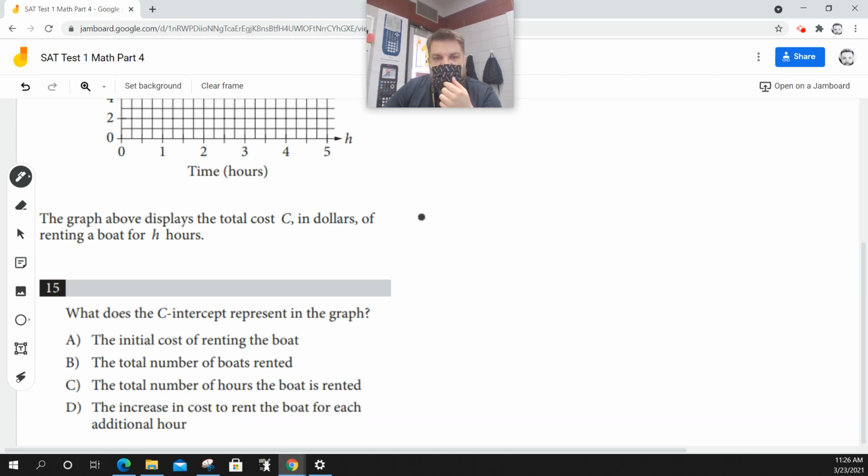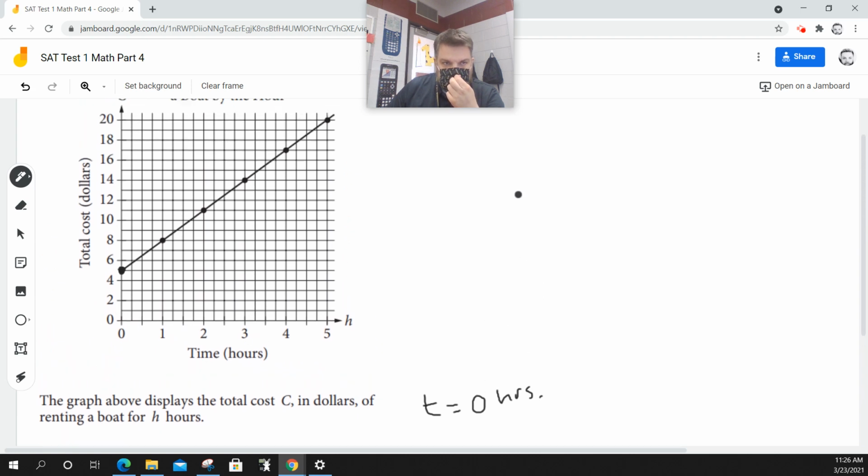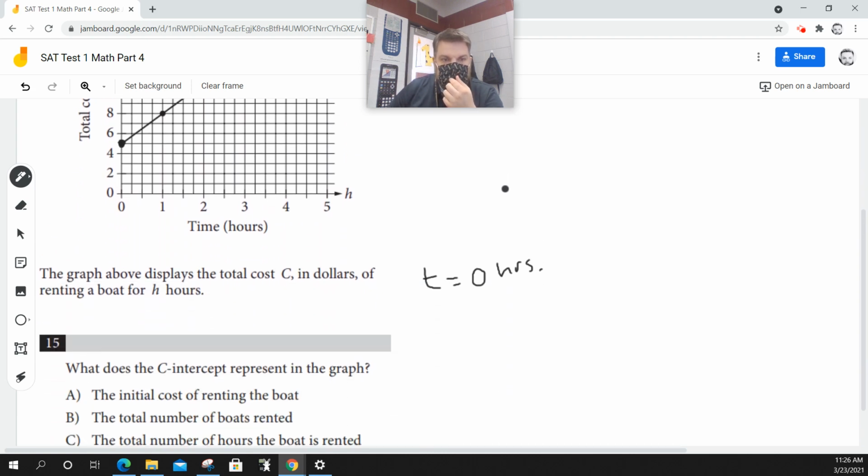how many hours have passed, right? T equals 0, so 0 hours have passed. And what is the cost at 0 hours? $5. C equals 5. So when they step on the boat, they have to pay $5. Well, guess what? That's the initial cost.